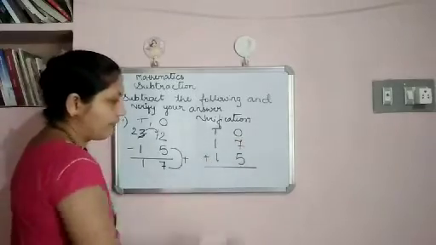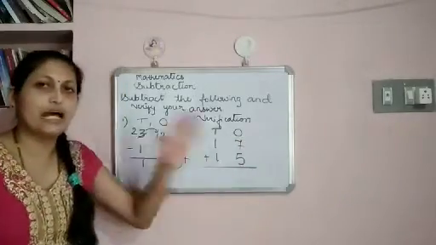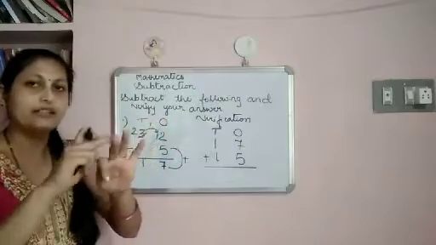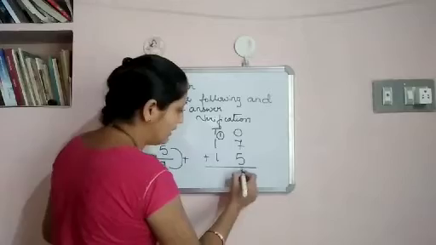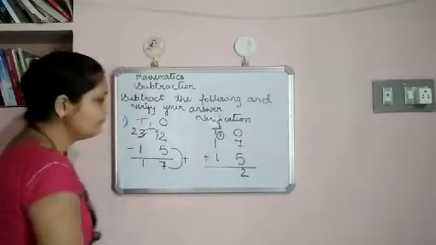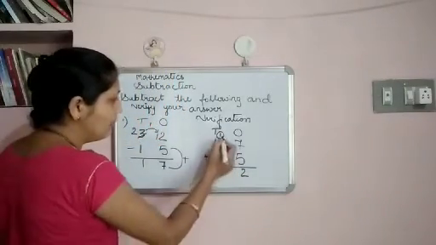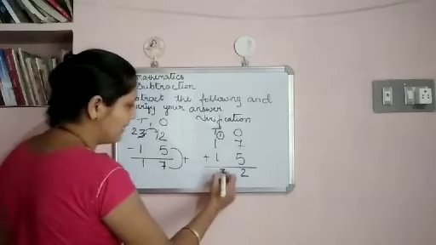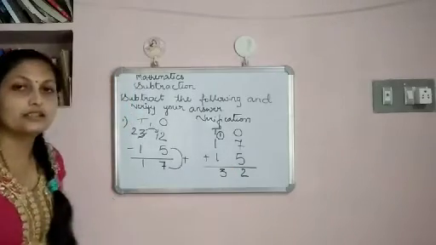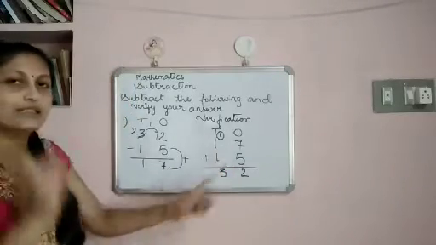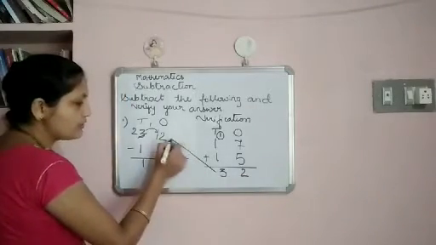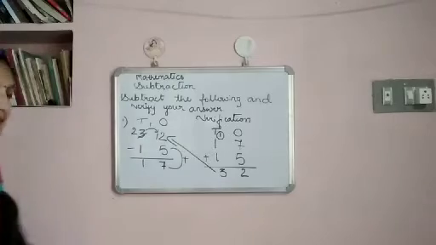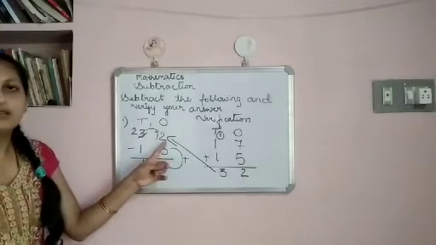7 plus 5. 7 plus 5 is what? 7 after, 8, 9, 10, 11, 12. 1 carry, 2 write it down. Now add the tens column. 1 plus 1, 2, 2 plus 1, 3. So the answer is 32. After adding these two numbers, you have got 32. 32 is the first number, isn't it?